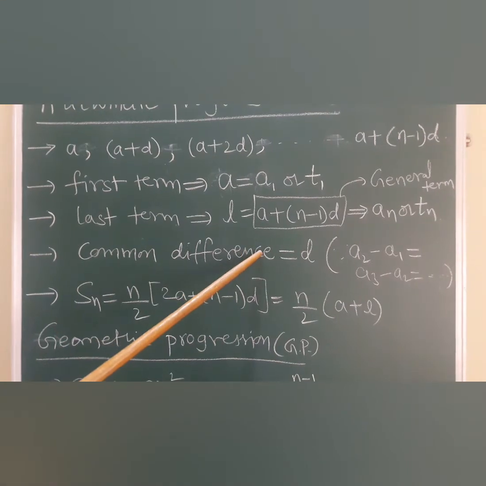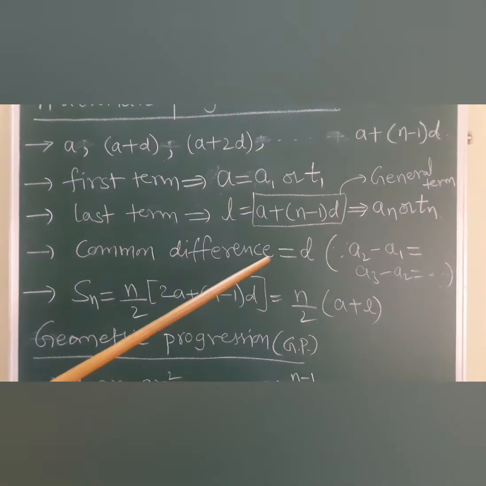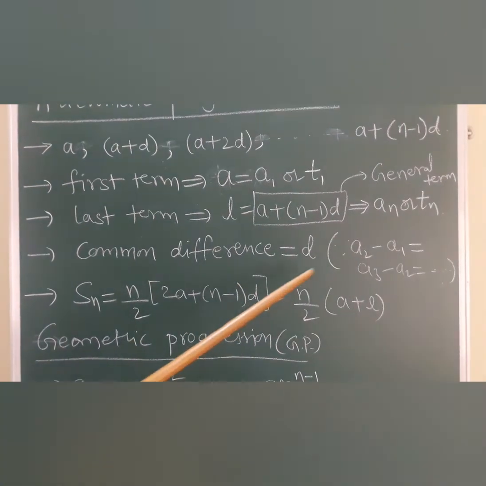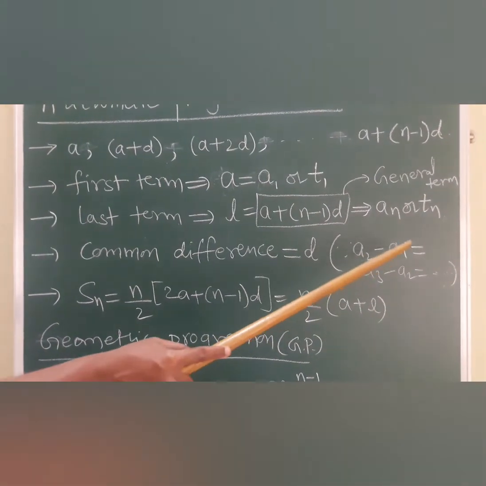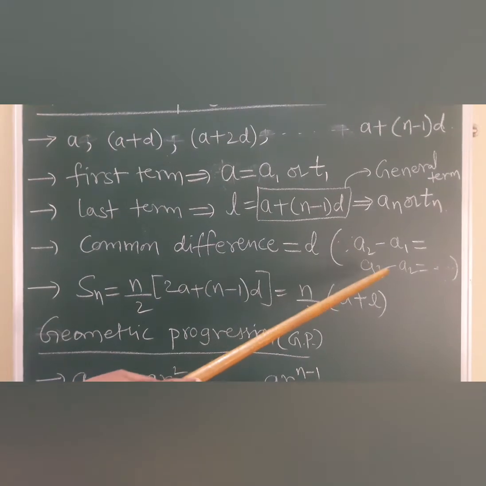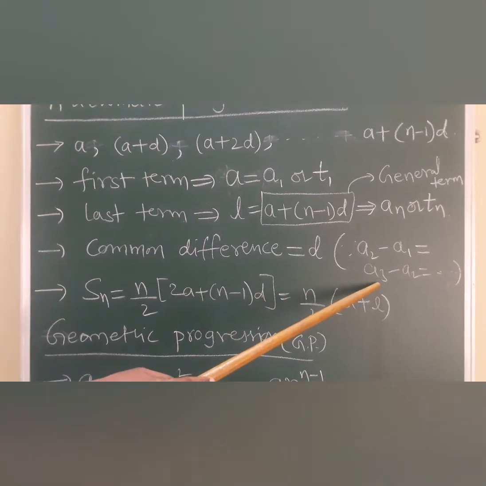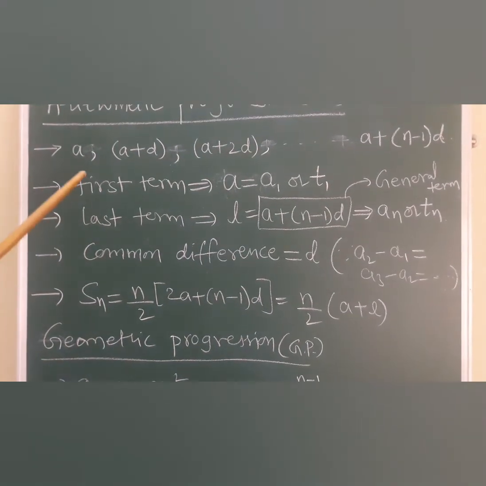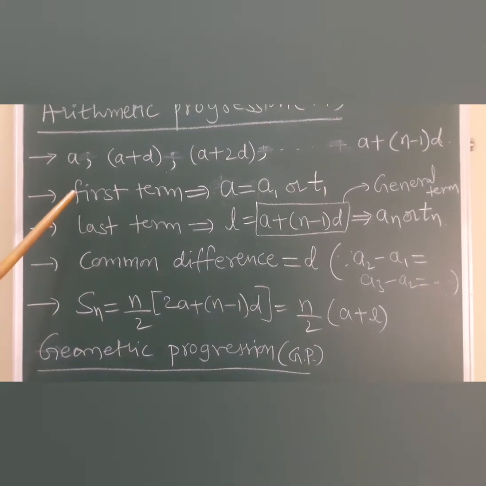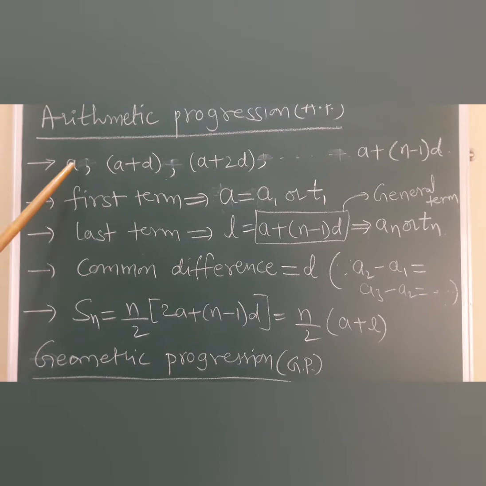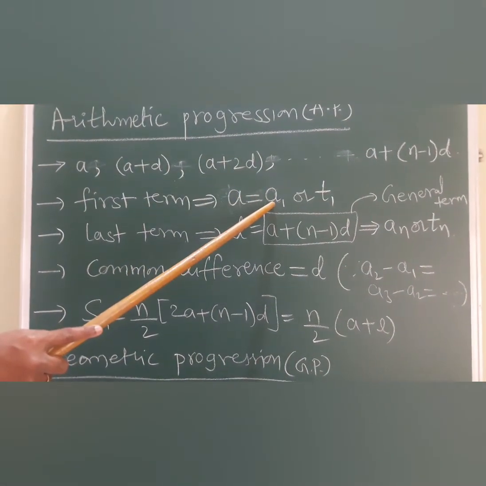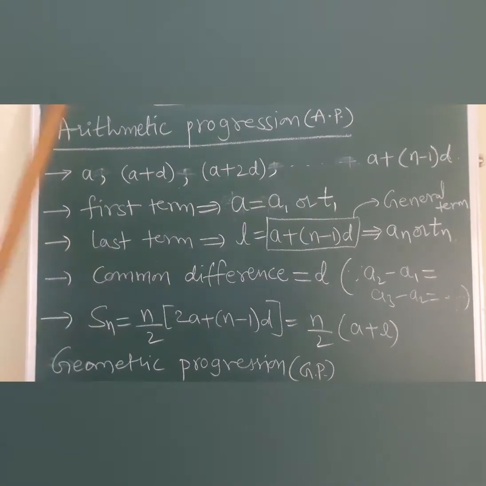Common difference is d. That means second term minus first term, or third term minus second term, or fourth term minus third term, and so on. Here the first term is a. It is denoted by a1 or t1.